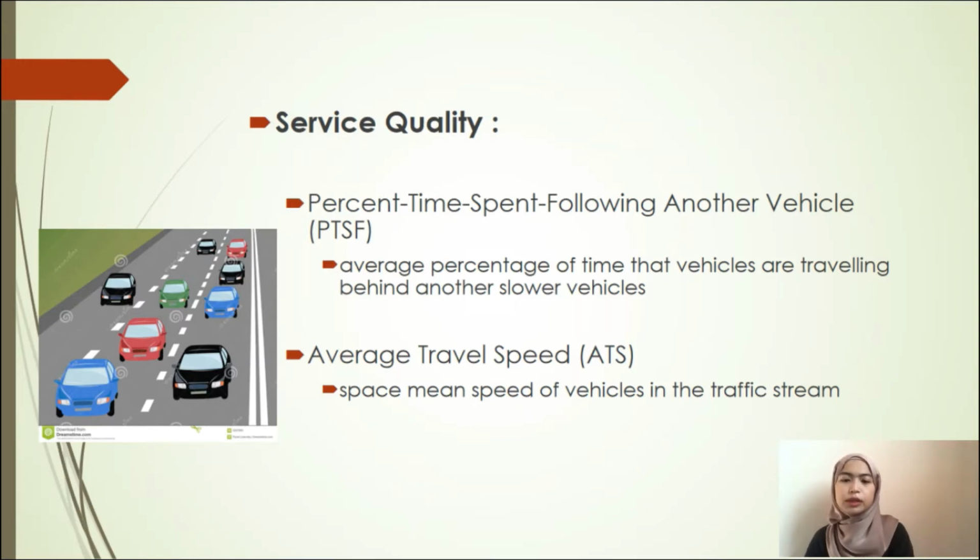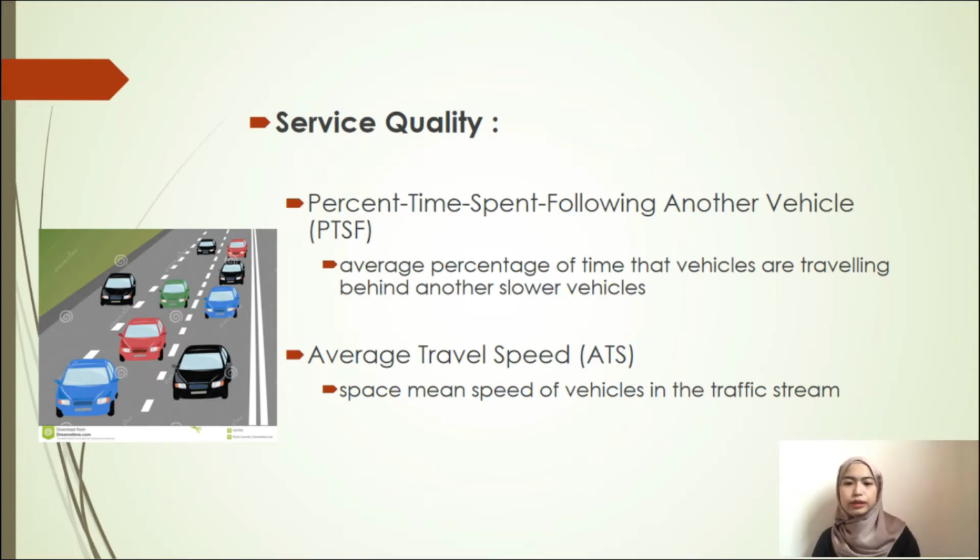Percent time spent following another vehicle is the average percentage of time that vehicles are traveling behind slower vehicles. Average travel speed is the space mean speed of vehicles in the traffic stream. Space mean speed is the segment length divided by the average time for all vehicles to traverse the segment in both directions during a designated interval. ATS is a measure of the degree to which the highway serves its function of providing efficient mobility.